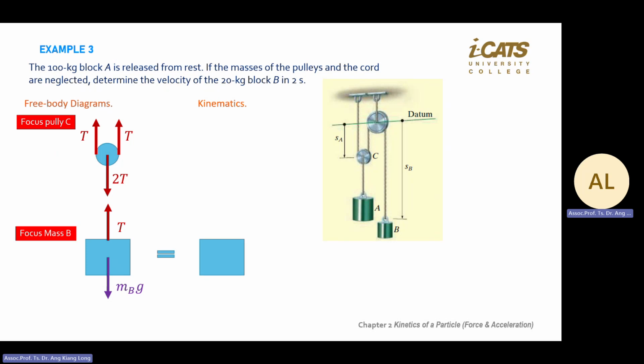What will be the direction of B? Going up. But here we assume it goes down first. We assume SB goes down. All right, you know that it's going up, but you assume it goes down first. Once you find this one, if you write it like this, later your answer for aB will be negative.